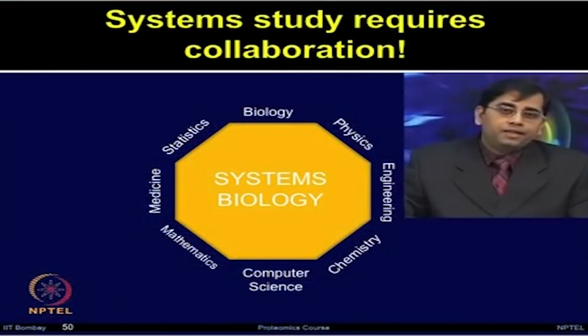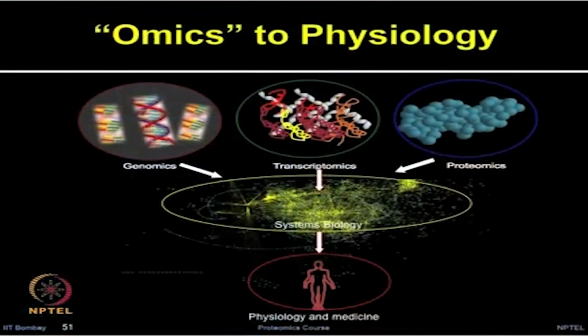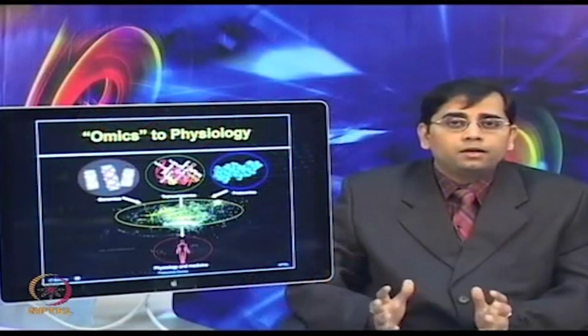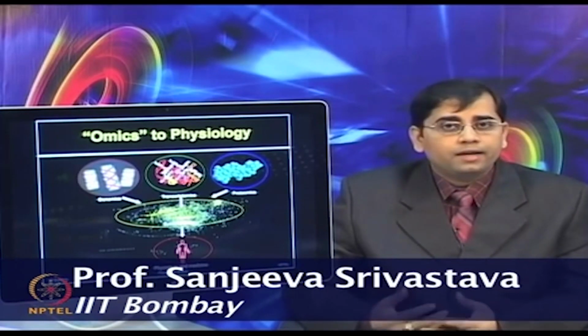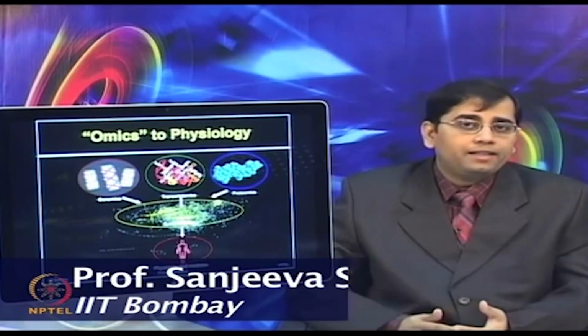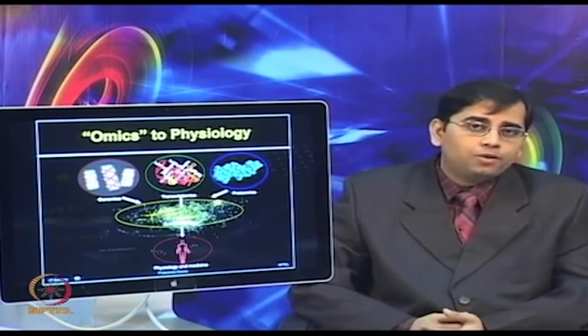Studying systems cannot be done in isolation in individual labs. It requires different expertise and collaborations from scientists from different disciplines of biology, physics, engineering, chemistry, computer science, mathematics, medicine, statistics and many more. So, the eventual aim of the current systems biology field is to employ the omics level information obtained from different levels, from genome, transcriptome and proteome, derive that information at the systems level, integrate, quantitate some models and then propose and use it for understanding the physiology and apply that in medicine. So, this omics to physiology flow can be well maintained by employing systems biology tools.